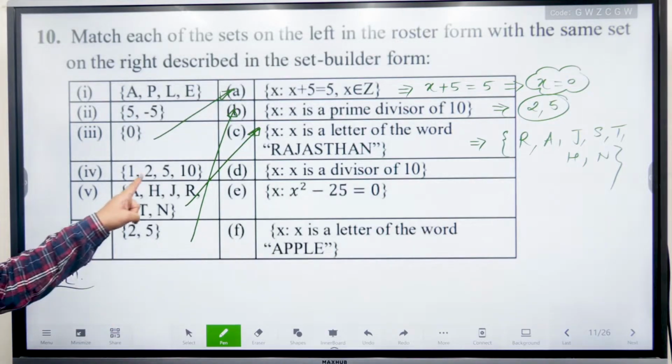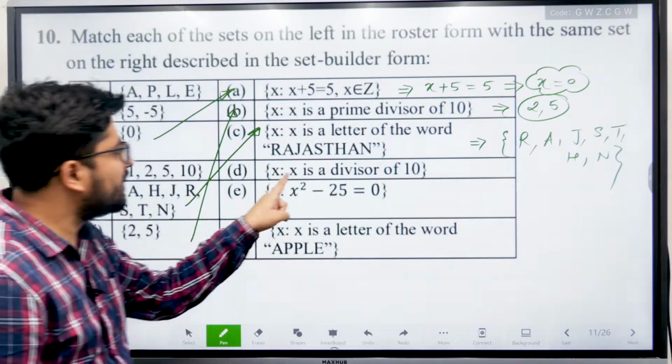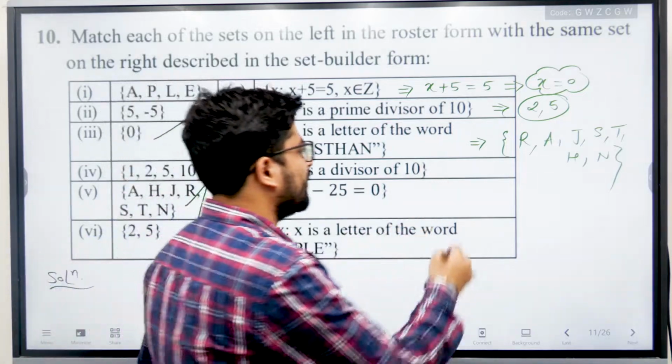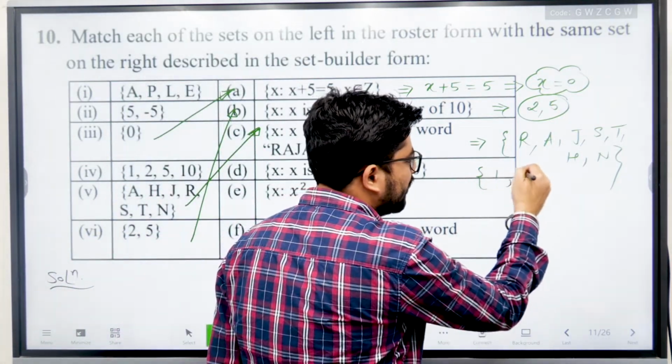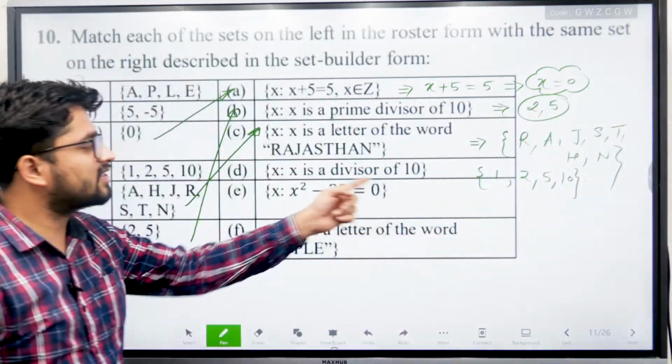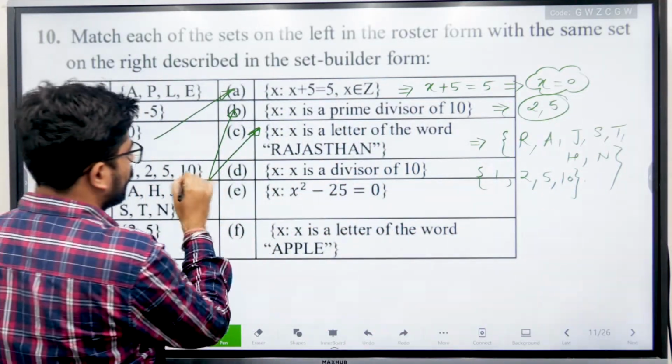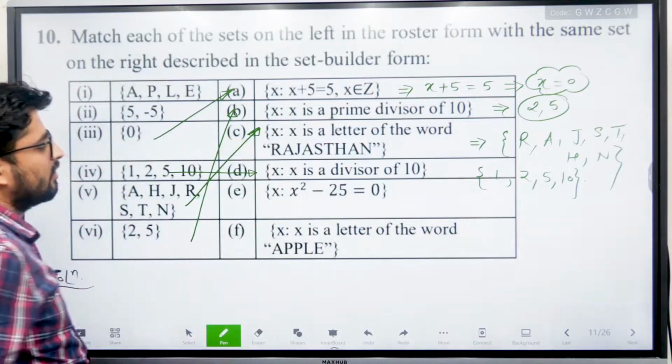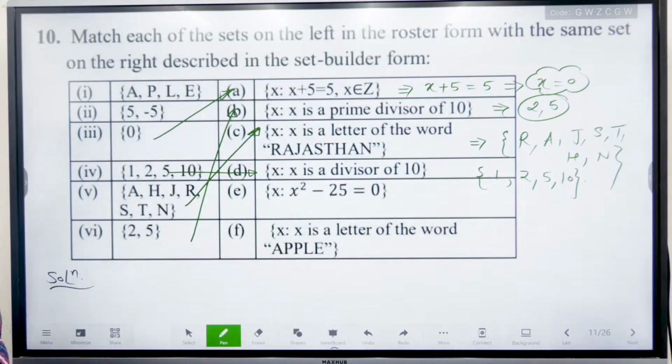Next thing, 1, 2, 5, 10. And here you have x is a divisor of 10, and the divisors of 10 are 1, 2, 5 and 10. These are the divisors of your number 10. So you can say the fourth one is connected with D. Got it? Next.